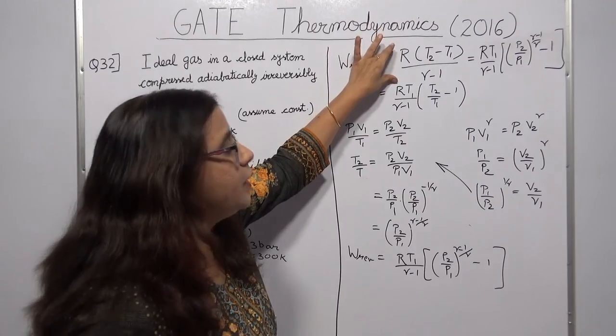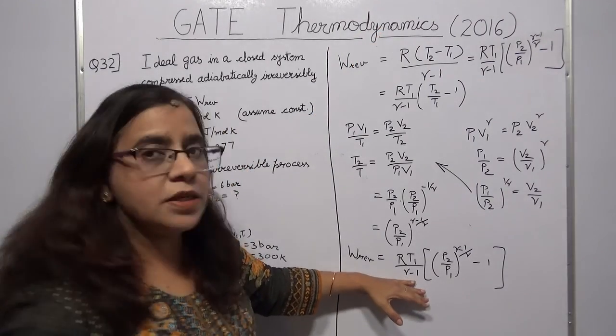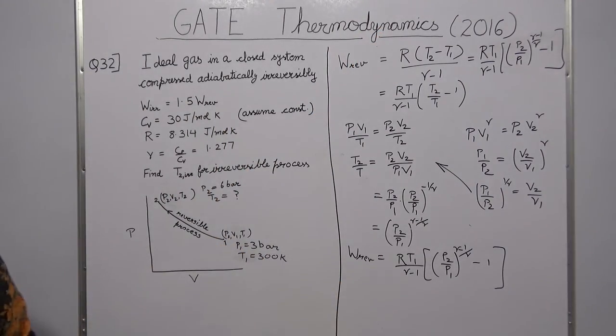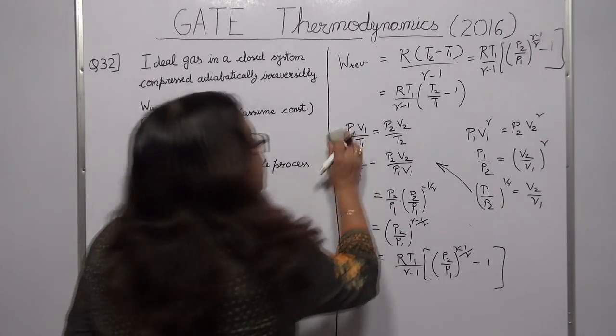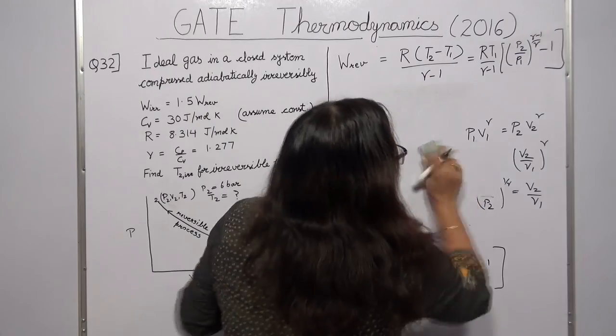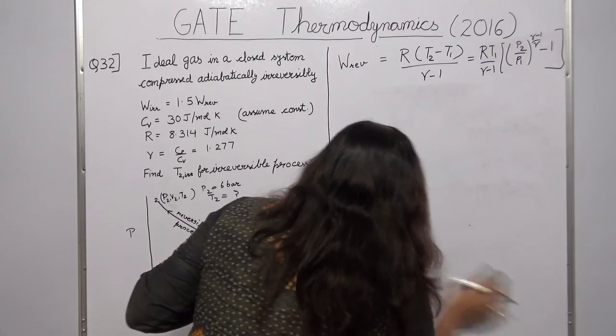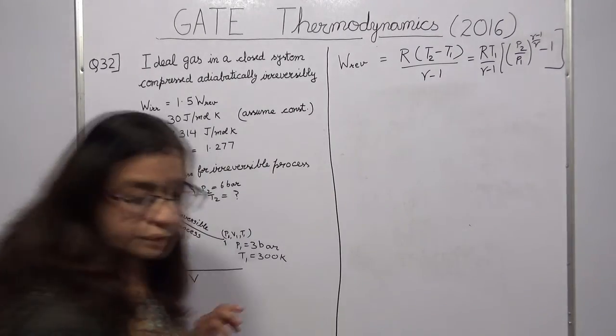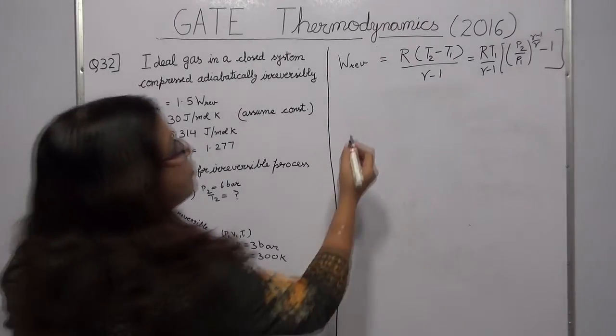Okay, so that's what I do. So I have now my W reversible equation. Now I am going to calculate what my W reversible is. Since I have written this equation over here, I am going to erase everything. Fine. Now just plug in everything.